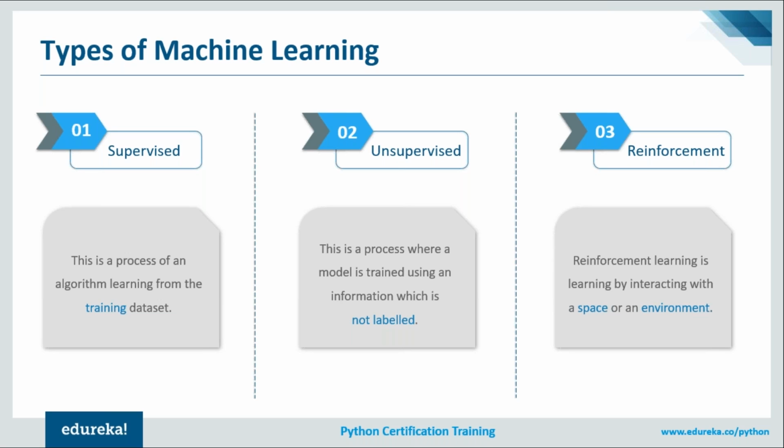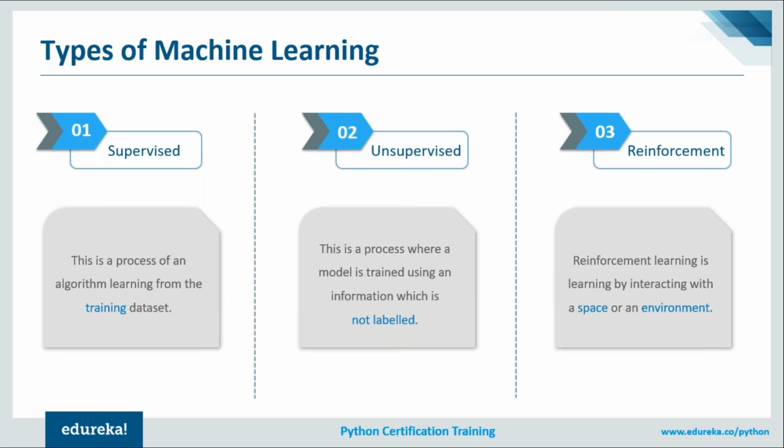Then comes unsupervised learning. In this process of learning, there is no one who supervises the process, there are no correct answers, and there is no teacher. This is a process where a model is trained using information which is not labeled. The process can be used to cluster the input data into classes on the basis of statistical properties. So it is also called clustering analysis, which means you can group the objects based on the information found in the data, describing the objects or the relationship between them. Some of the algorithms include k-means clustering, hierarchical clustering, etc.